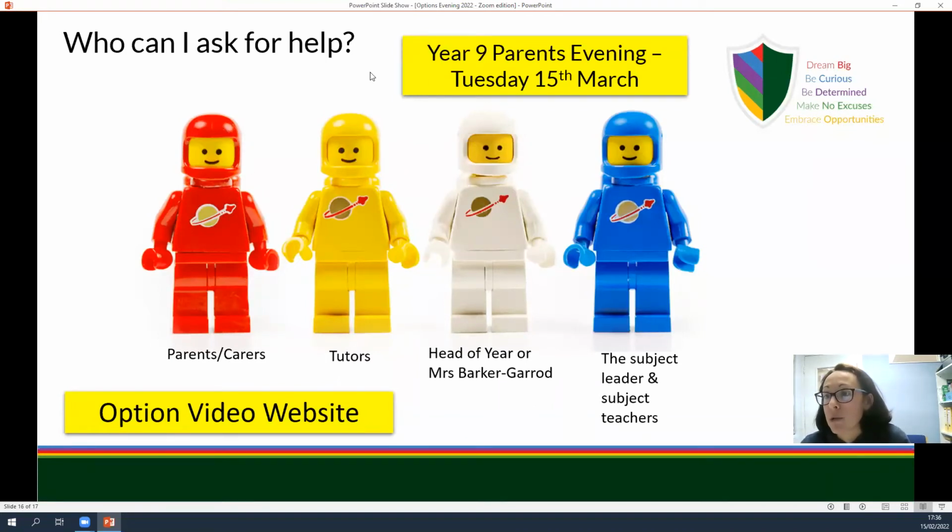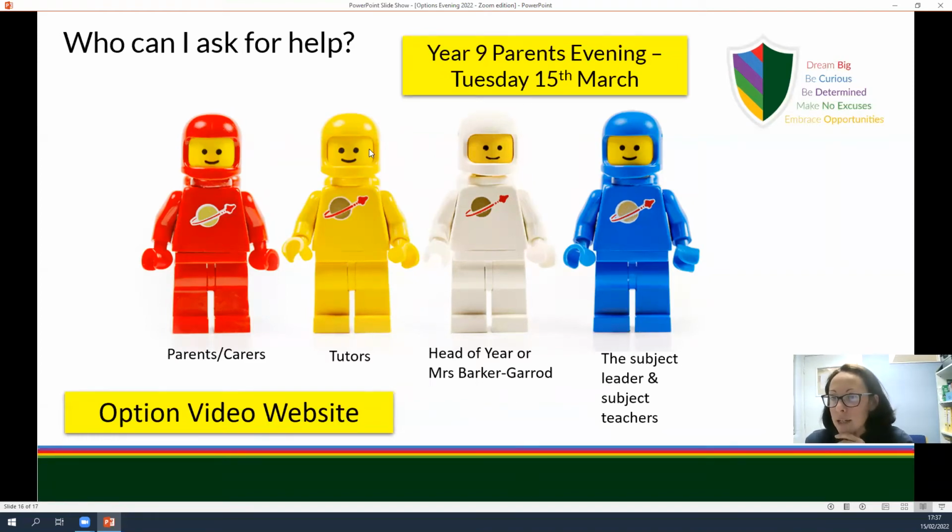Parents and carers, you also can speak to us. We've got Parents' Evening on Tuesday, the 15th of March, as well as contacting me directly if you need to. Tutors will have been given the presentation. They know what the option blocks are. They know also the rules of things that are not allowed to be combined together. And so students, going in the morning to your tutors and having a little chat with them, talking through what you're thinking at the moment.